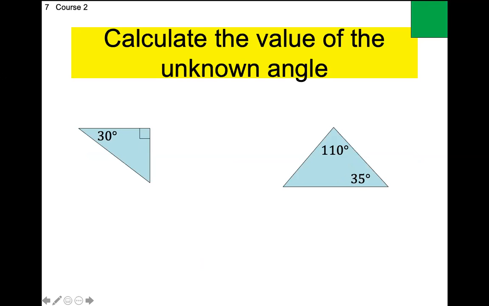All right, one more time. Let's see, 90 and 30 is 120. 180 minus 120 is?